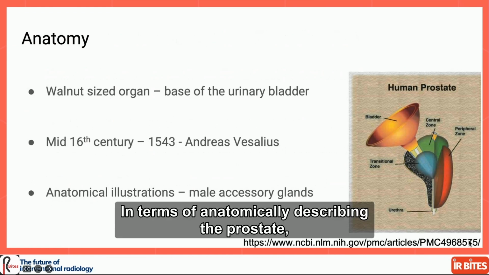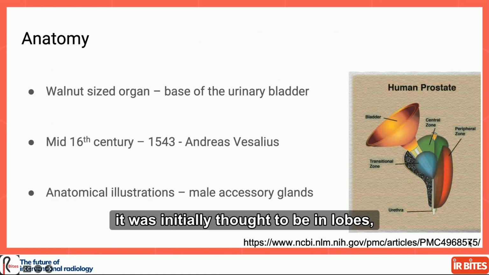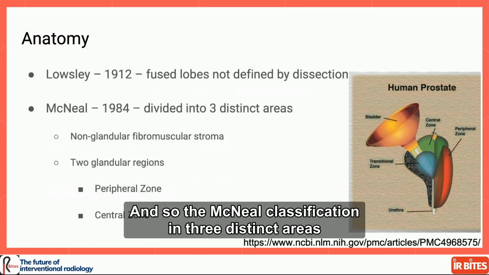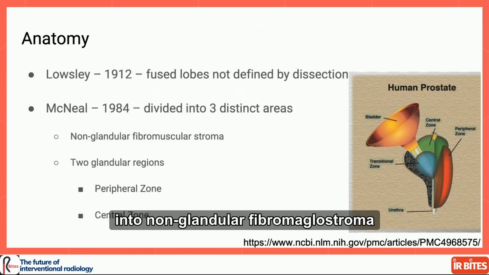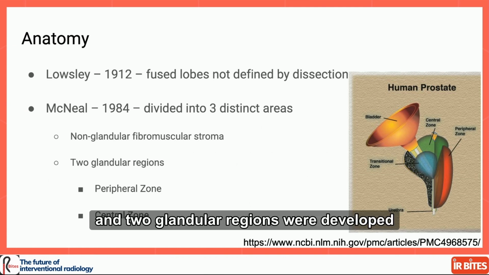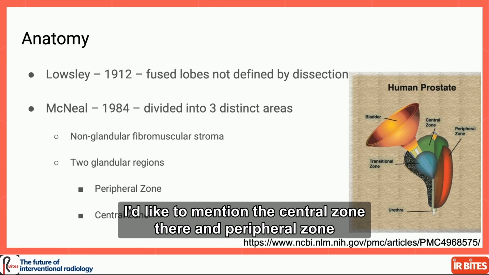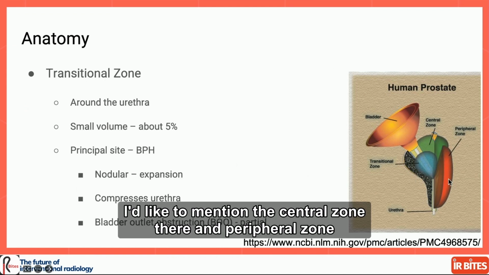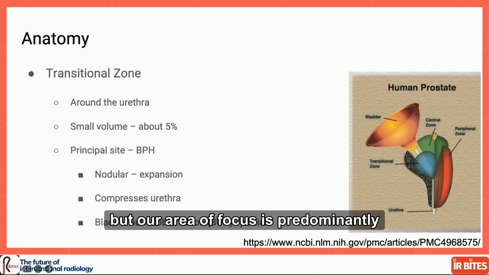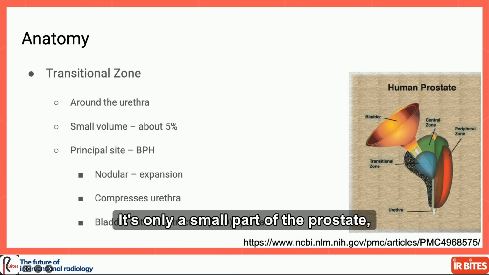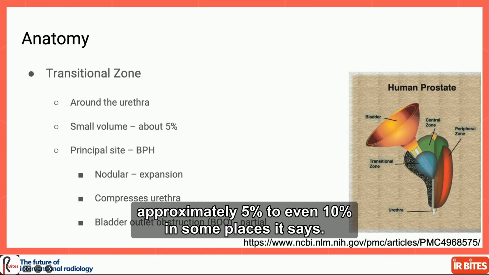In terms of anatomically describing the prostate, it was initially thought to be in lobes, but this could not be defined by dissection. And so the McNeal classification in 3 distinct areas, into non-glandular fibromuscular stroma and 2 glandular regions, was developed and is currently used in practice. I'd like to mention the central zone there and peripheral zone, but our area of focus is predominantly on the transitional zone, which is around the urethra. It's only a small part of the prostate, approximately 5% to even 10% in some places, it says.